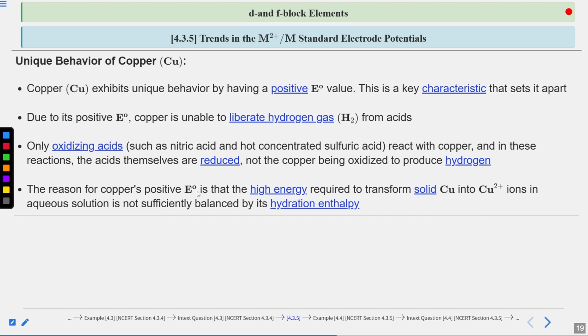So that's why we say the energy required to transform solid copper to Cu2+ ions is not sufficiently balanced by its hydration enthalpy, due to which the conversion of copper to Cu2+ is not possible.